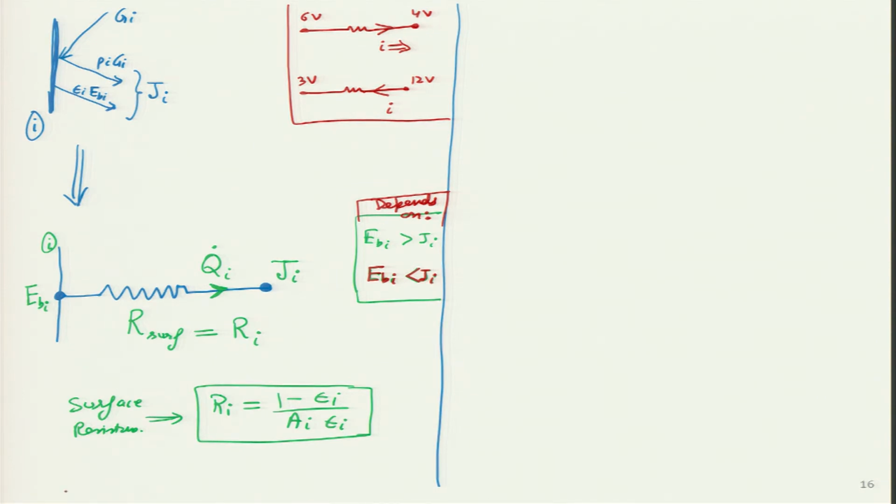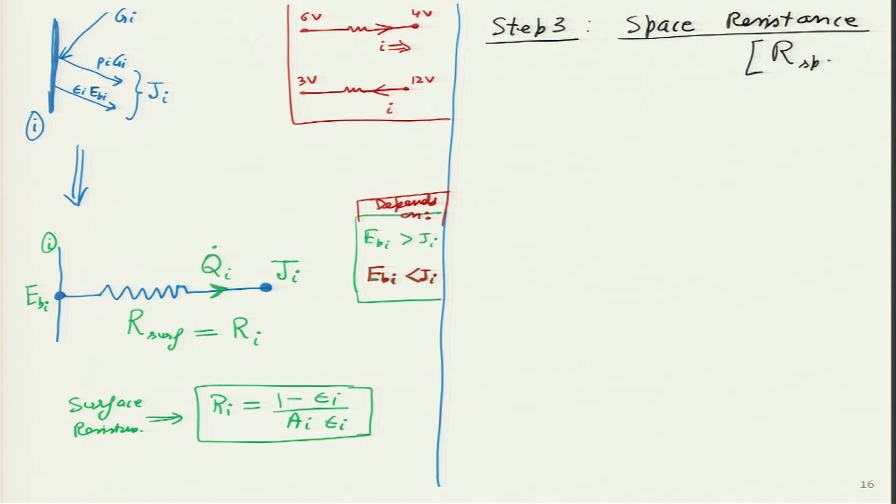Okay. Then let us look at step number 3, which is very interesting, where we will introduce one more resistance that we are calling the space resistance. And as the name suggests, we will put in front of R the subscript space over here.